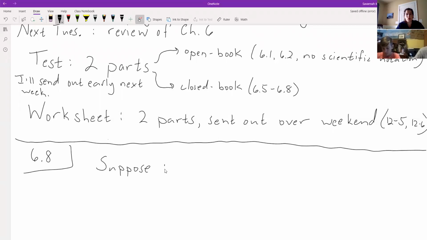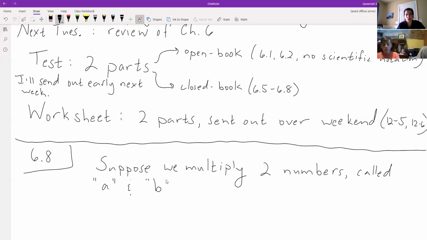Okay, so let's suppose we are multiplying just 2 numbers. The book would say these are 2 real numbers. I'm just going to say they're 2 ordinary numbers, just like we normally would. And we're going to call those numbers A and B, just to match what the book does. You could call them X and Y. So we're multiplying them, so we have A times B.